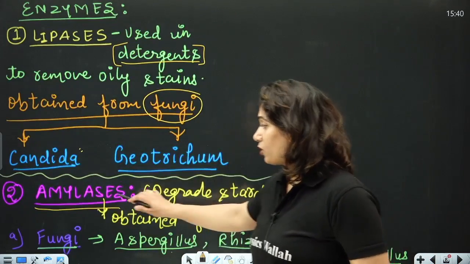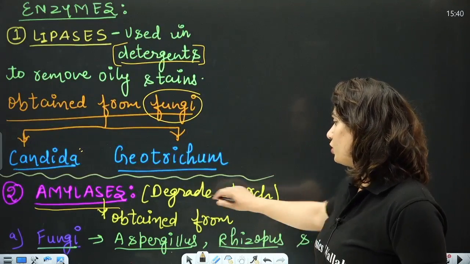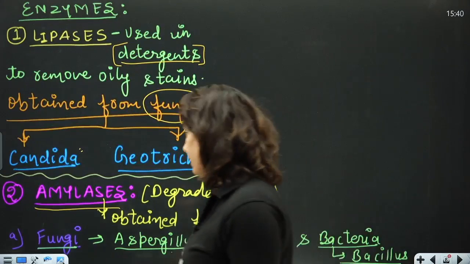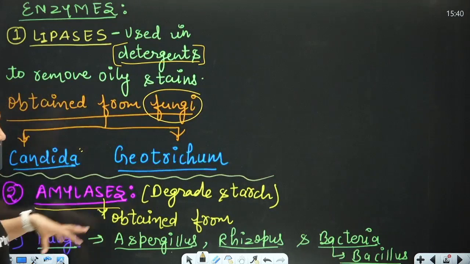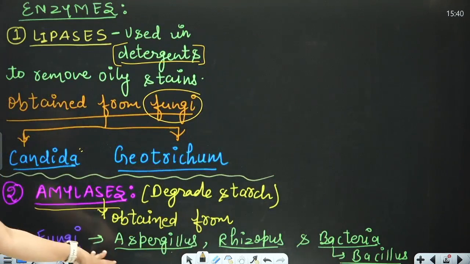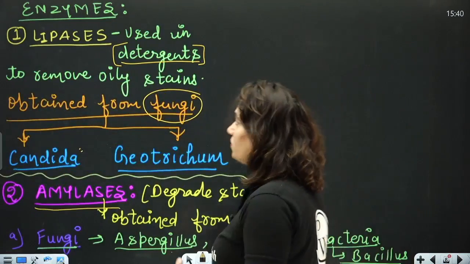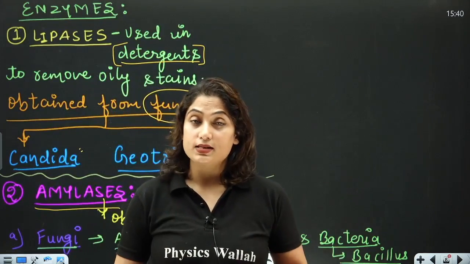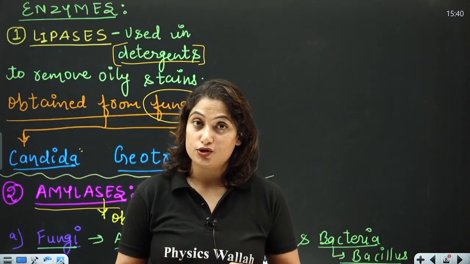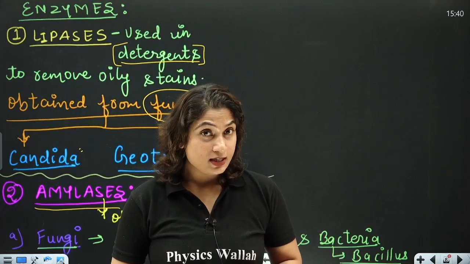Then, the next important enzyme is amylases. Amylases are used to degrade starch. You know what amylases are, right? Amylases are the enzymes which degrade starch, and they are also obtained from fungi like Aspergillus and Rhizopus, and bacteria like Bacillus. So look into my eyes and learn with me. Lipases are the enzymes which are used in detergents to remove the oil stains, and they are obtained from bacteria?